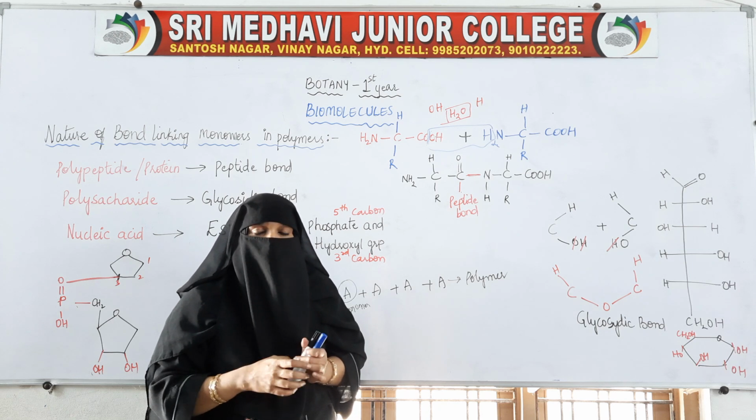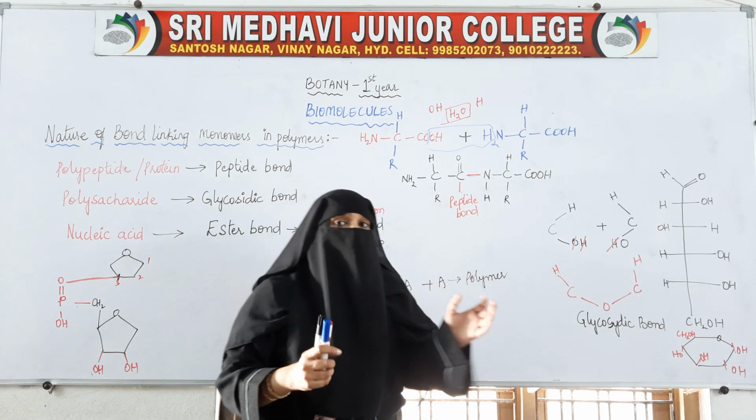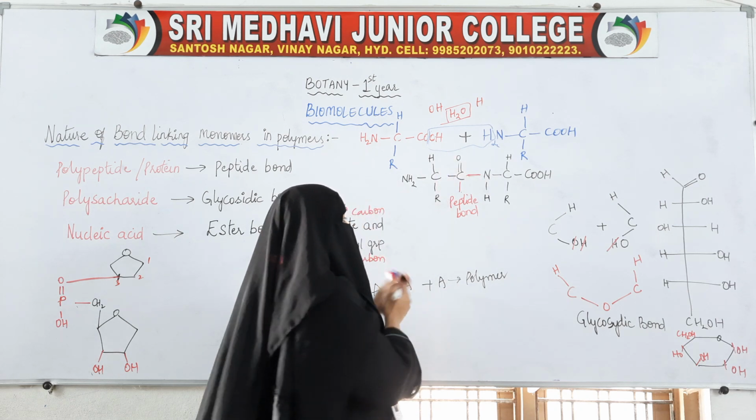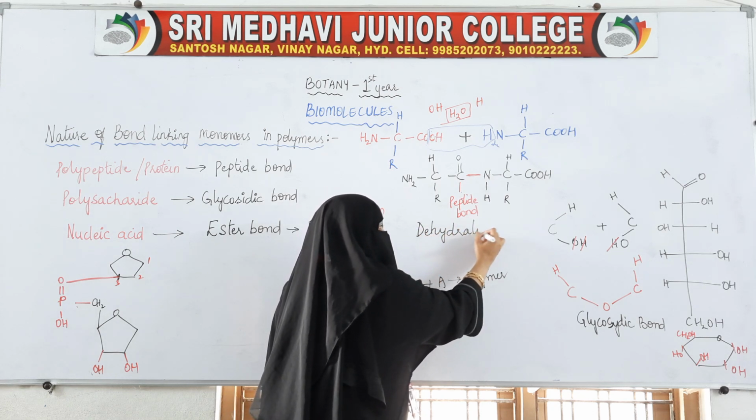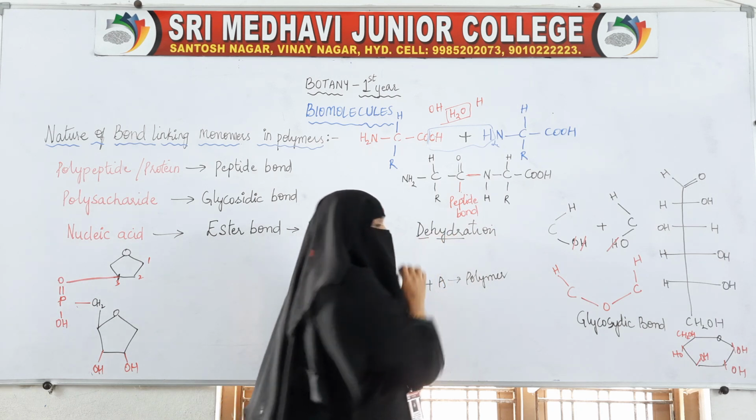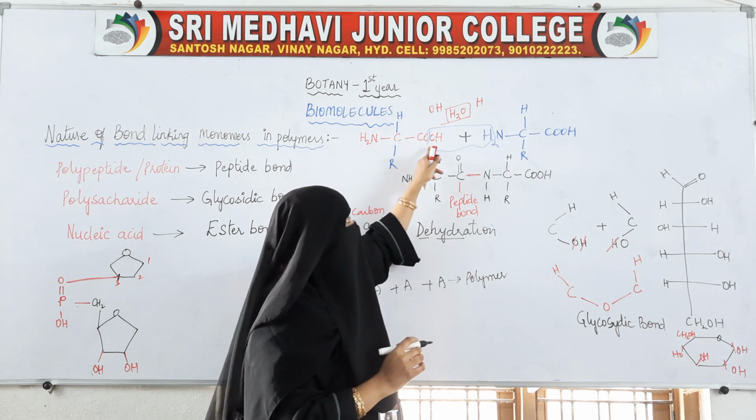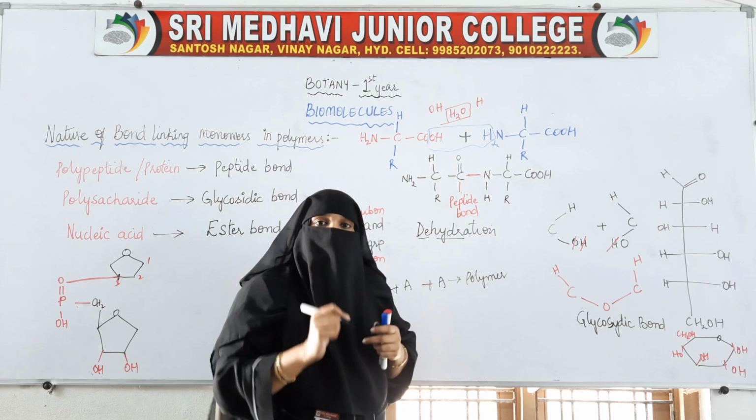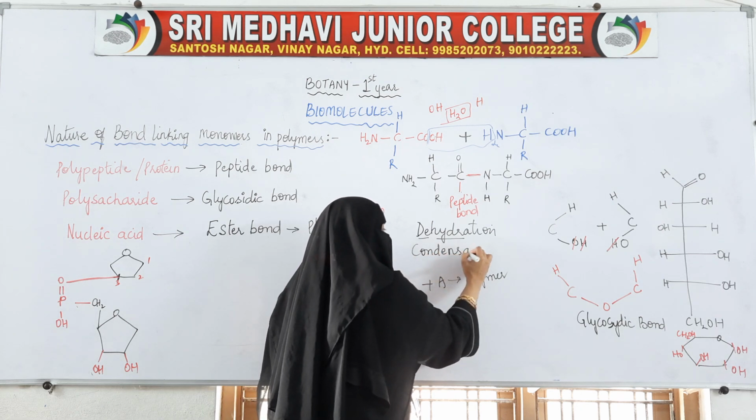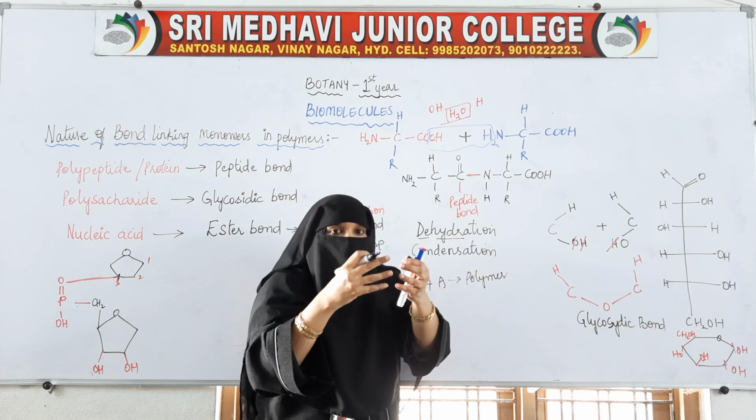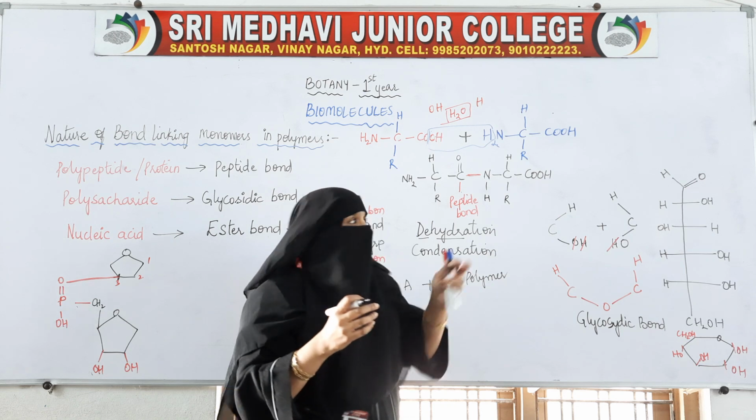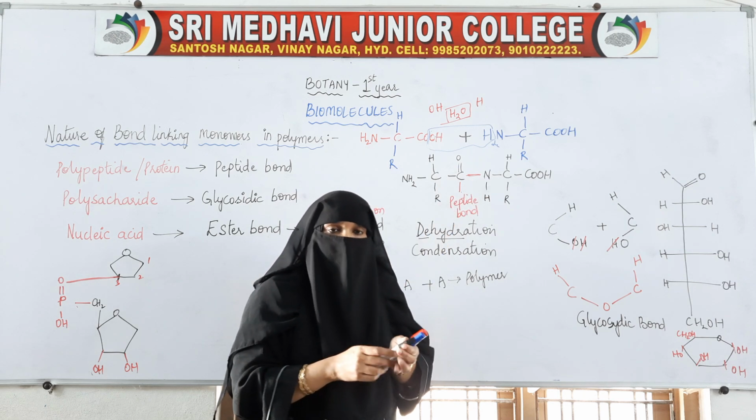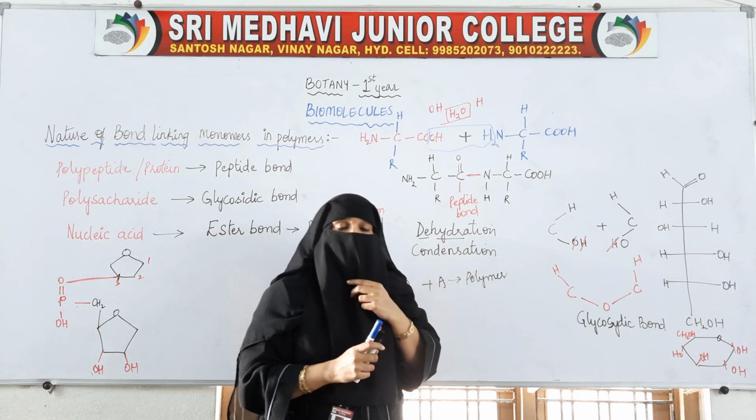So how is the peptide bond formed? By the removal of a water molecule. This reaction where a water molecule is removed is called dehydration. Hydra means water, D means removal, removal of water. So this reaction is called a dehydration reaction, or we can even call it a condensation reaction. Why? Because two amino acids are getting condensed, combined, by the removal of a water molecule through the peptide bond.